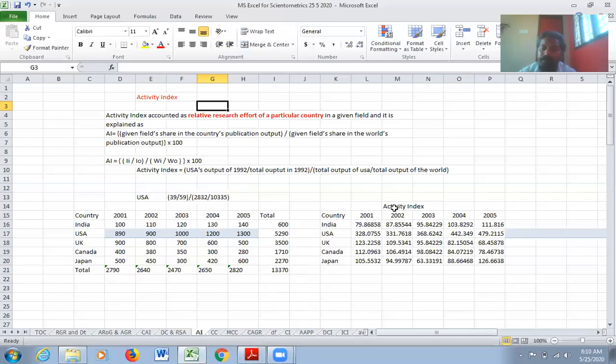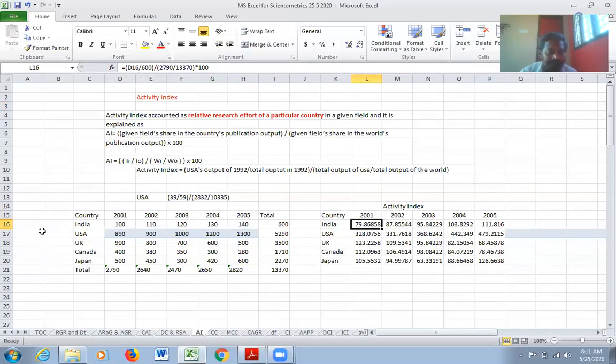And here I'll tell you how you can calculate the activity index for each and every country for every year. If you take India, the output slowly goes up. It started from 100, 110, 120, 130, 140. So relatively, the contribution of India in this particular field towards the world research output is increasing. Let's see the activity index. What is the formula?